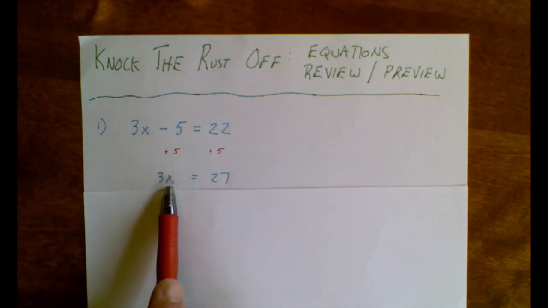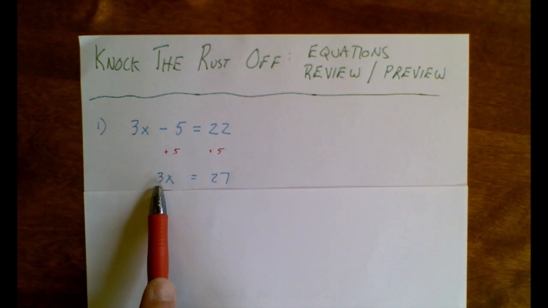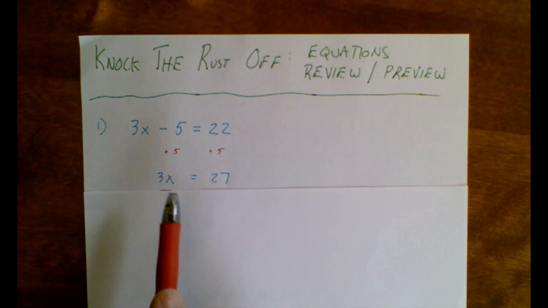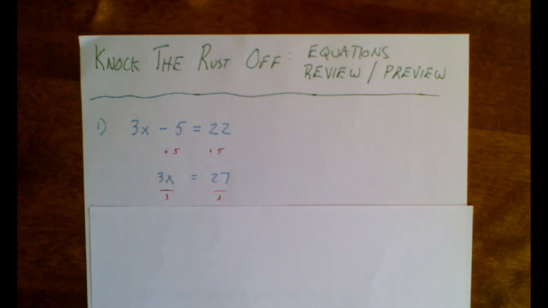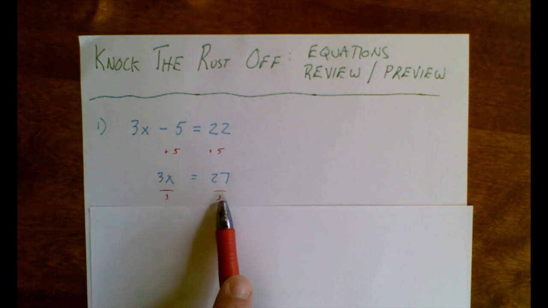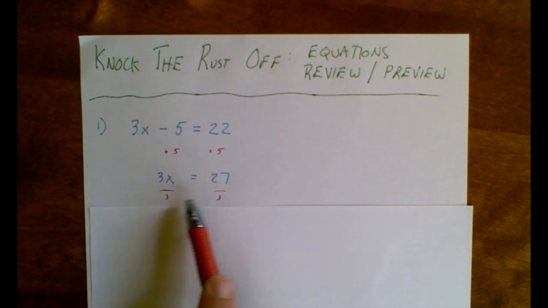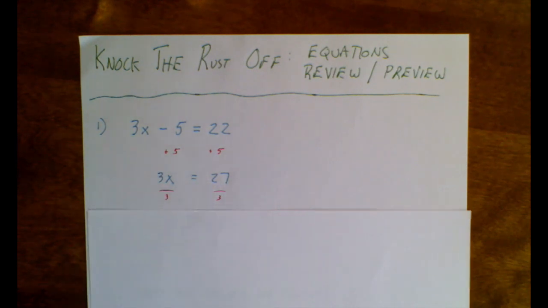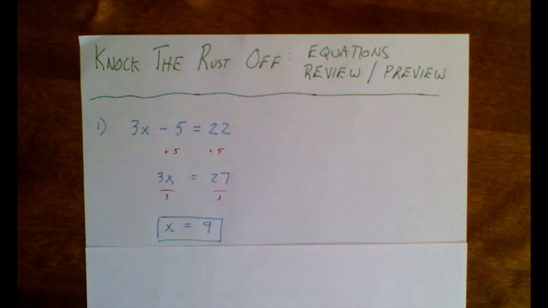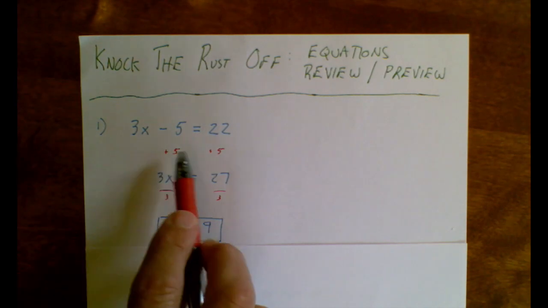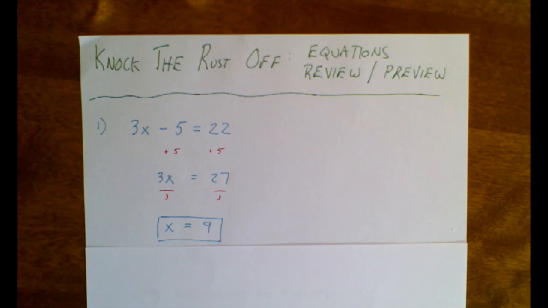Your goal is to get x by itself. You want to get rid of the 3. The 3 is attached by multiplication, so you do the opposite of multiplication, which is division. Divide both sides by 3, and you have to do both sides to keep things in balance, and you arrive at your answer. Notice how I'm showing my steps as I go through, and if I wanted to do that without showing the plus 5 and divided by 3, I could also do that. It would look like this.